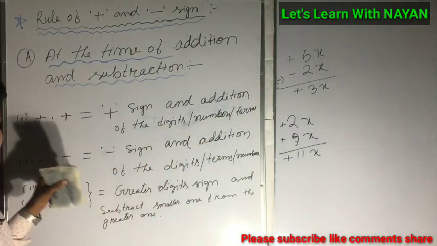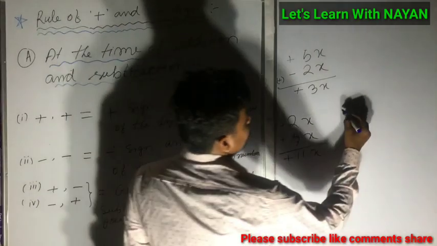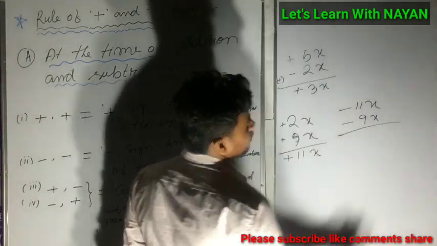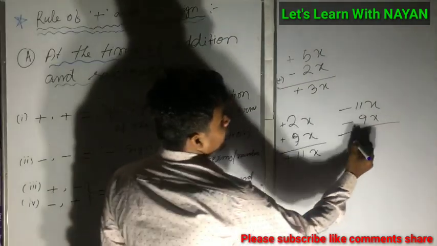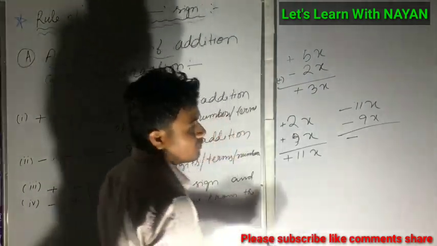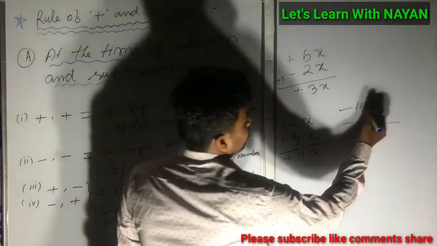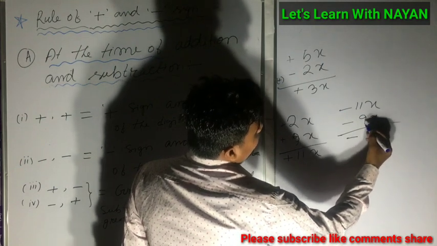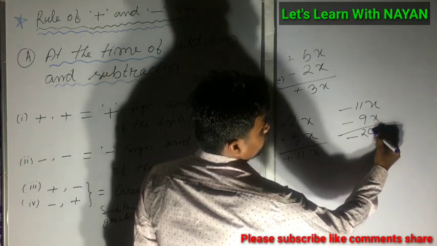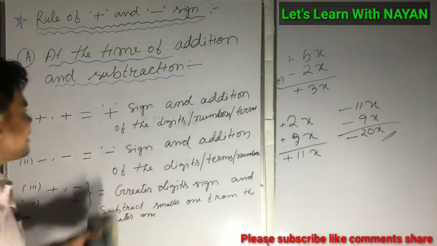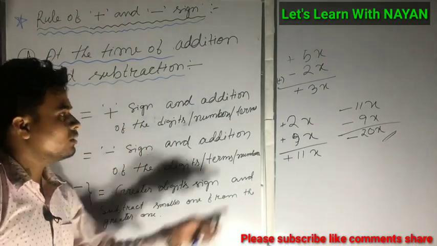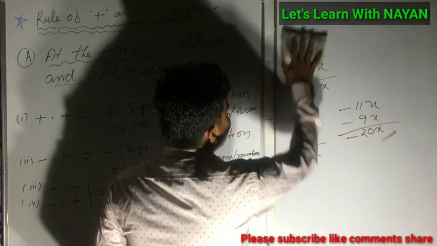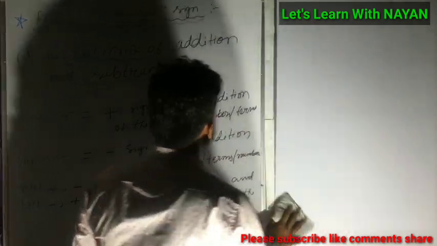Okay, same way minus minus, suppose this minus 11x and then minus 9x. Then what will happen? Minus minus becomes minus sign and addition of the digits. The variable is the same, so we put x, and 11 plus 9 becomes 20. So like that we solve our problem. Next, we did this addition formula.